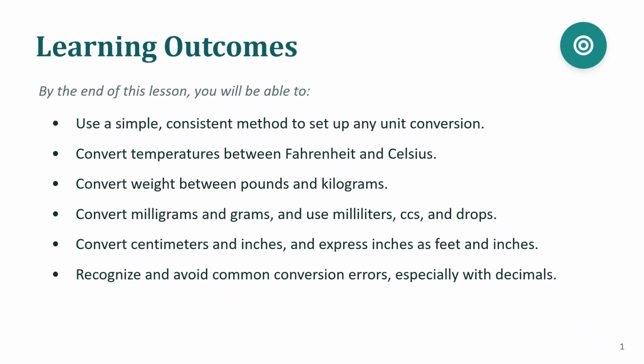By the end of this lesson, you should be able to do the following. First, use a simple, consistent method to set up any unit conversion, keeping your units labeled. Second, convert temperatures between Fahrenheit and Celsius using the correct formulas. Third, convert weight between pounds and kilograms, which you will use for dosing and charting. Fourth, work within the metric system to convert between milligrams and grams and understand milliliters, cc's, and drops for volumes.